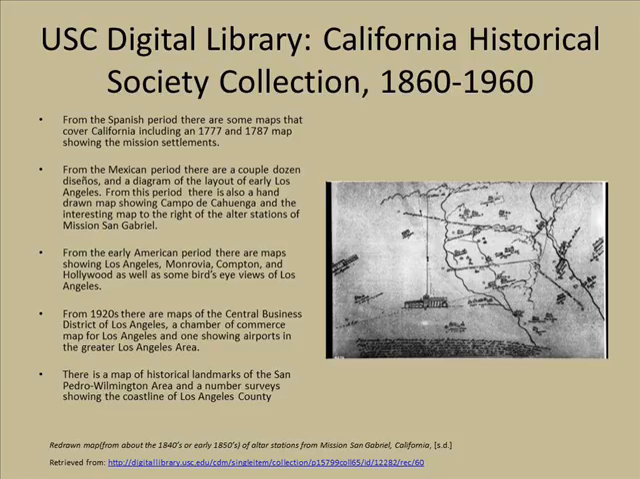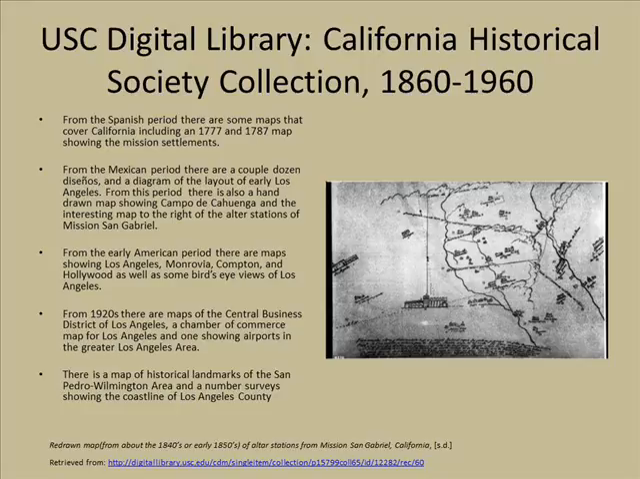The California Historical Society collection includes a number of interesting maps. From the Spanish period, there are some maps documenting the exploration of California, including a 1777 and 1787 map showing the mission settlements. From the Mexican period, there are a couple dozen diseños and a diagram of the layout of early Los Angeles. From this period, there is also a hand-drawn map showing Campo de Cahuenga and the interesting map to the right of the altar stations of Mission San Gabriel.